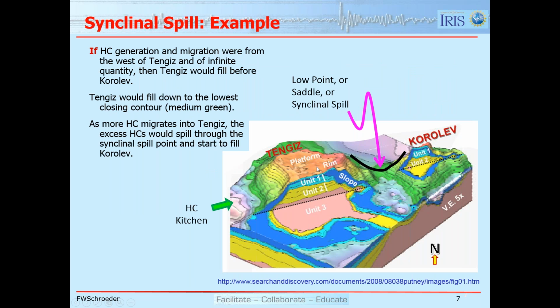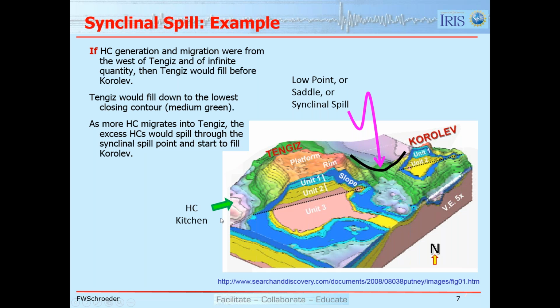Here's an example. This is from the Middle East. Tengiz is a carbonate reservoir. It's a very major reservoir of oil. I lost the pronunciation. Korolev is another carbonate reef.